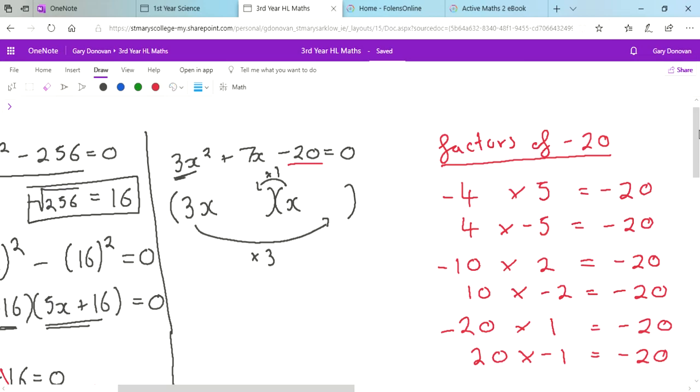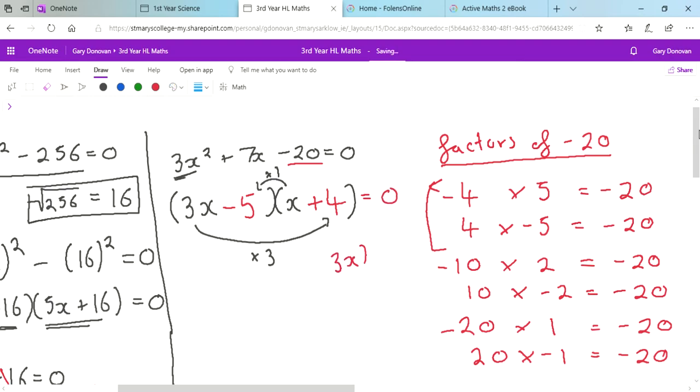So I'm thinking it's going to be 4 and 5, because 3 times 4 would be 12, and if we take 5 away from 12 we get 7. So we want a plus number, so 3 times 4 will give us 12, and if we take 5 away from that we will get 7. So our 4 goes in there, and that's going to be a plus, and this will be a minus, equals 0. And you can just check that.